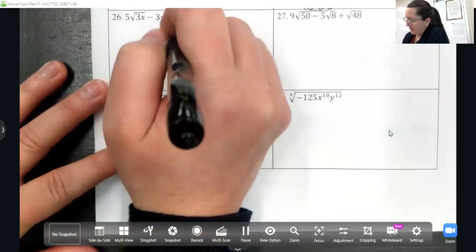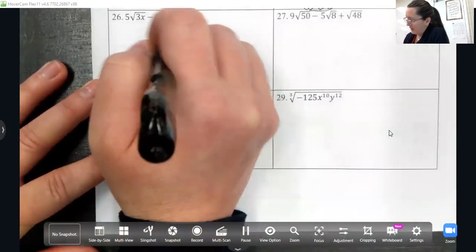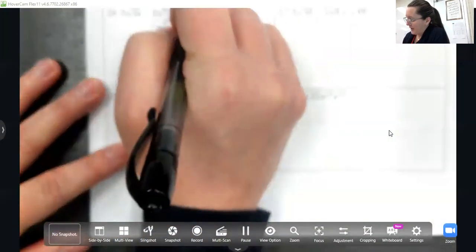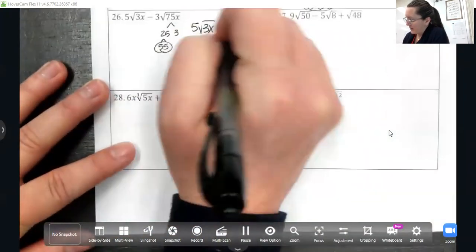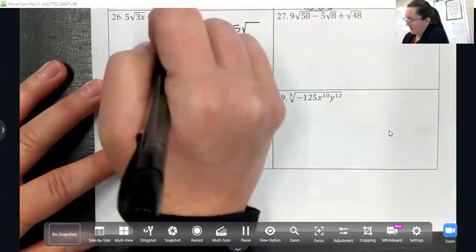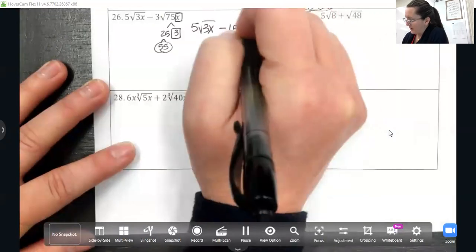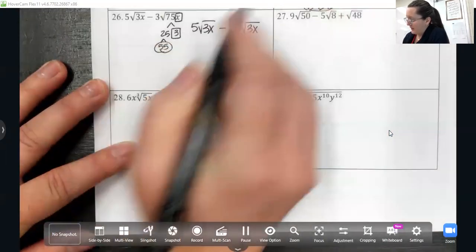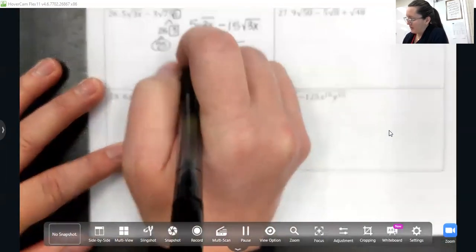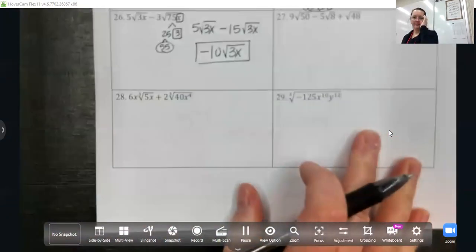This is 25 and 3, 5 and 5. So whatever comes out multiplies with the number outside. So we have 5 root 3x minus 15 root, that stays and that stays, 3x. 5 minus 15 is negative 10. The root 3x is the term, so that doesn't change, and that's your answer.